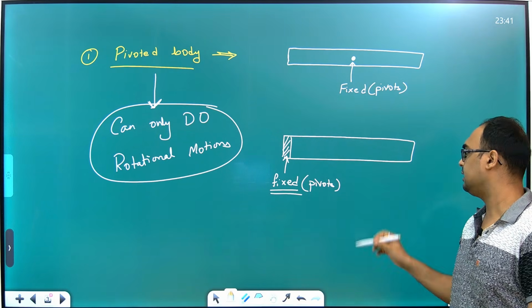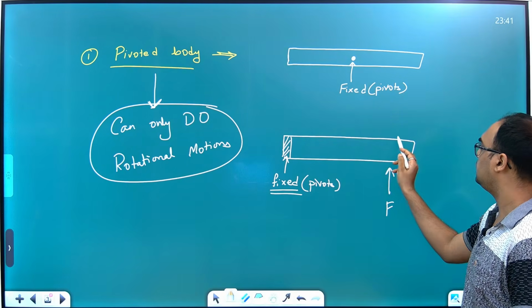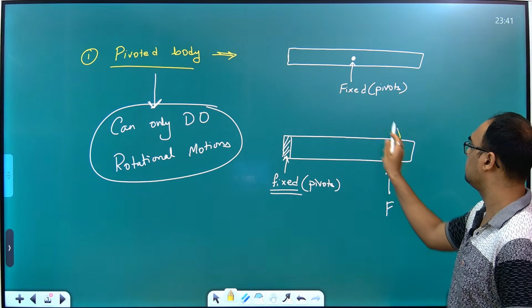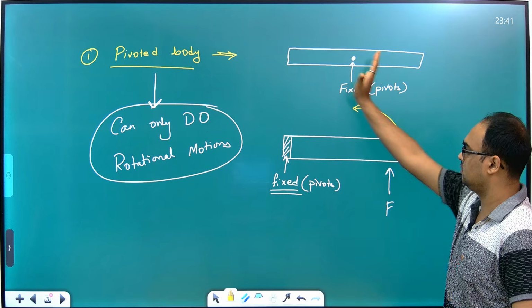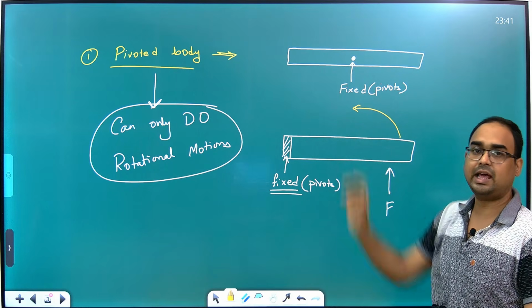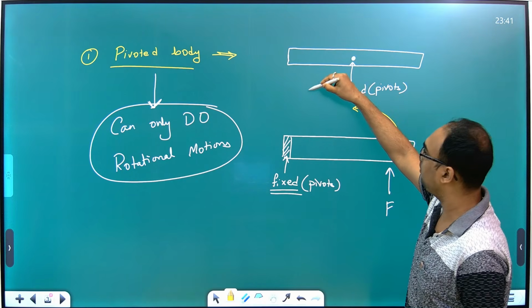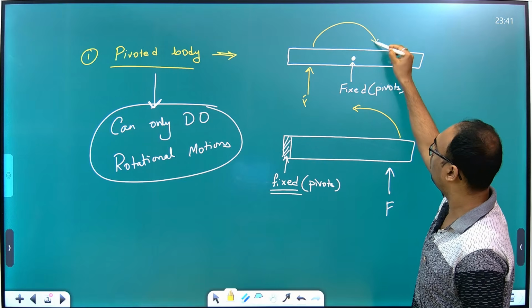It's a very simple example. Let's say if I'm applying force from the bottom part, this body will move in an anti-clockwise manner like this. Same goes for the upper diagram also. If we apply force over here, it will move in a clockwise manner.